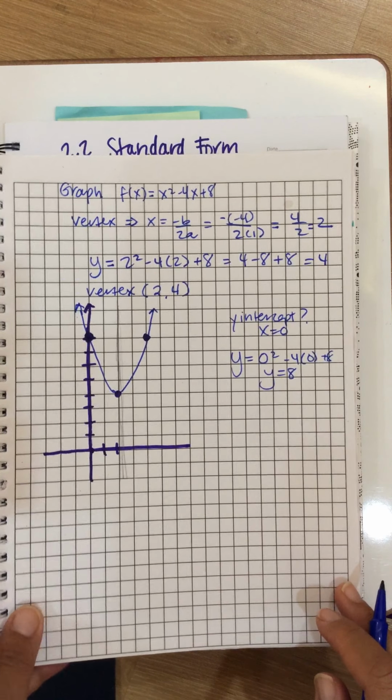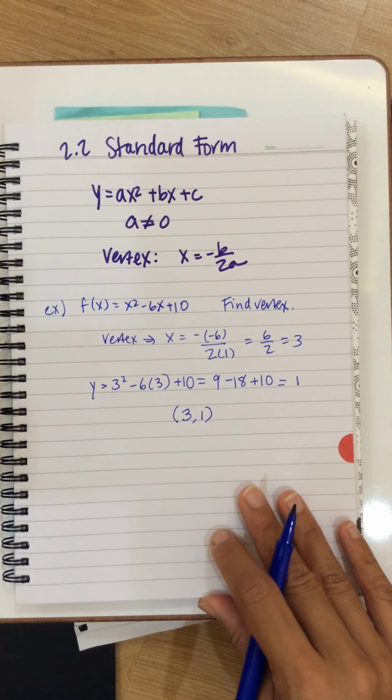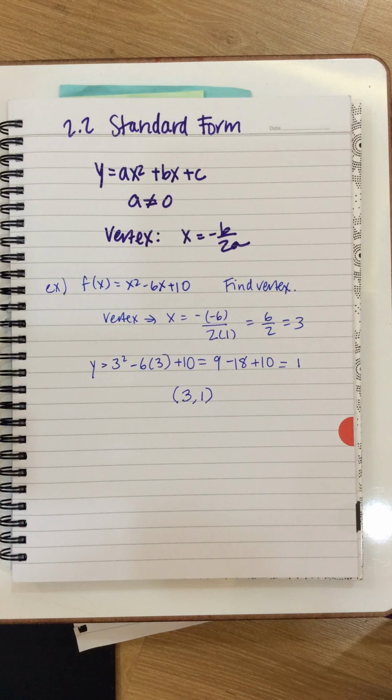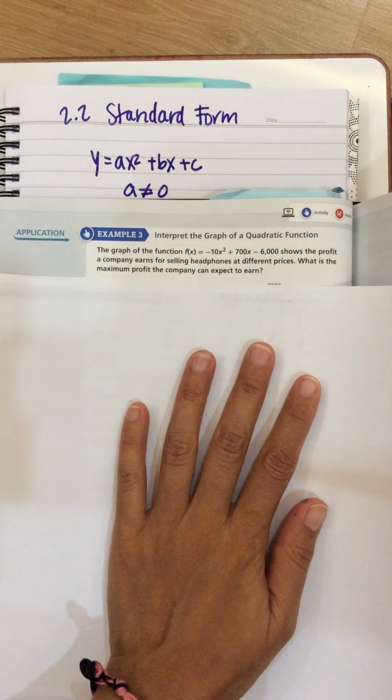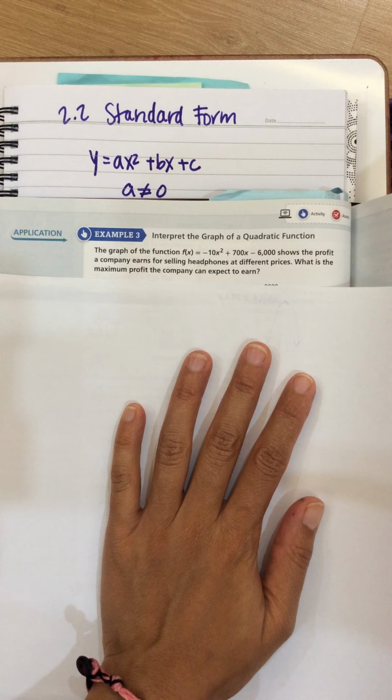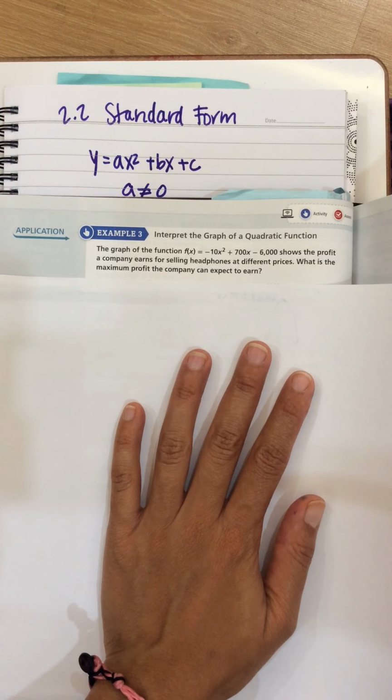All right, I'm going to go back to my regular notebook. So we are going to do this problem here. I'm going to read it to you or show it to you from the textbook so I don't have to write it all out. This is example 3. It says the graph of the function f of x equals negative 10x squared plus 700x minus 6,000 shows the profit a company earns for selling headphones at different prices. What is the maximum profit the company can expect to earn? Right, so x is the number of headphones and f of x is the profit, the amount of money they're making.